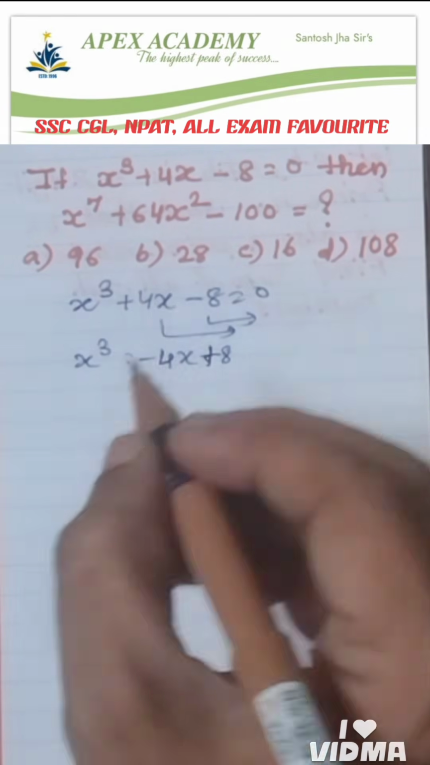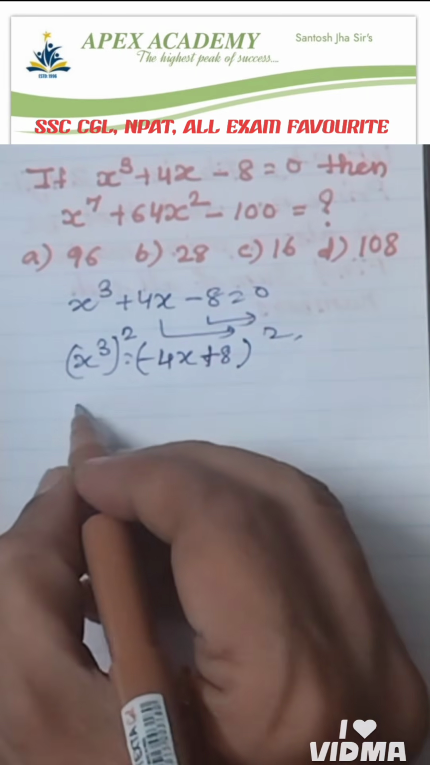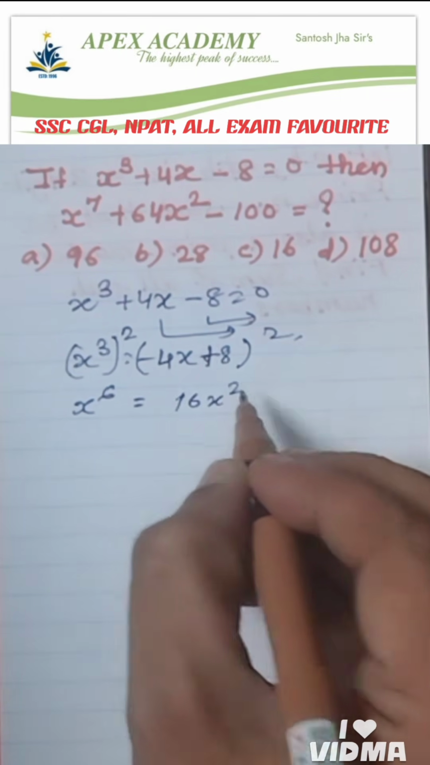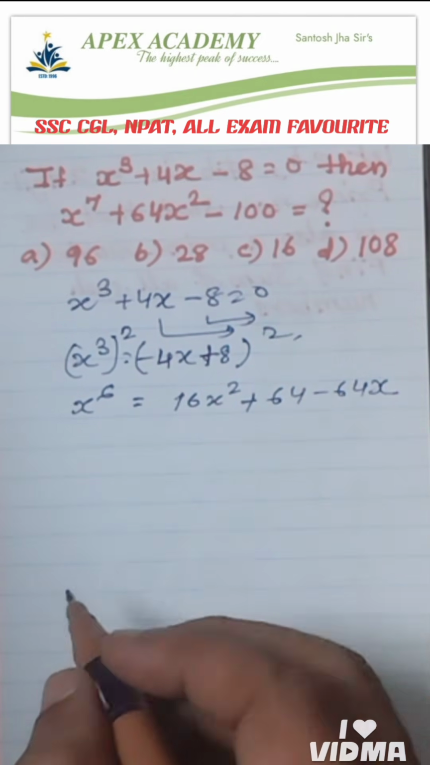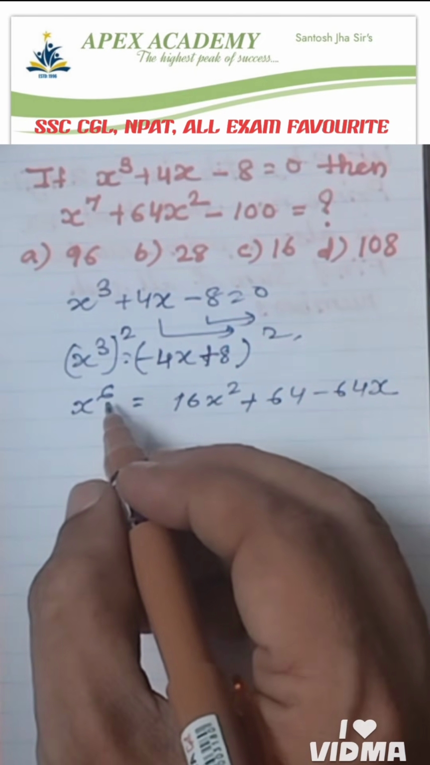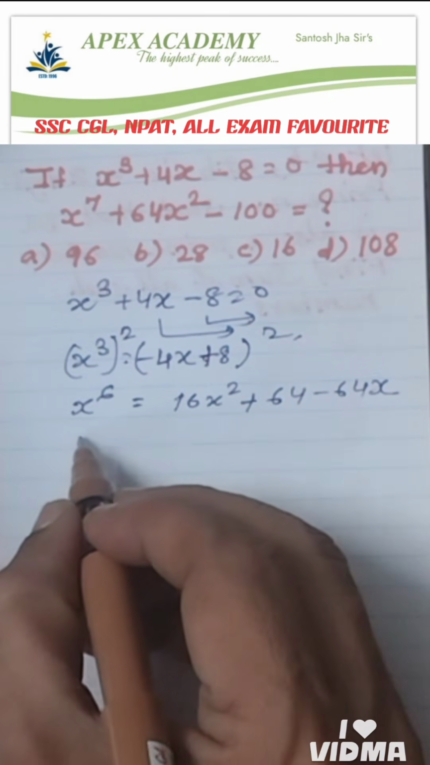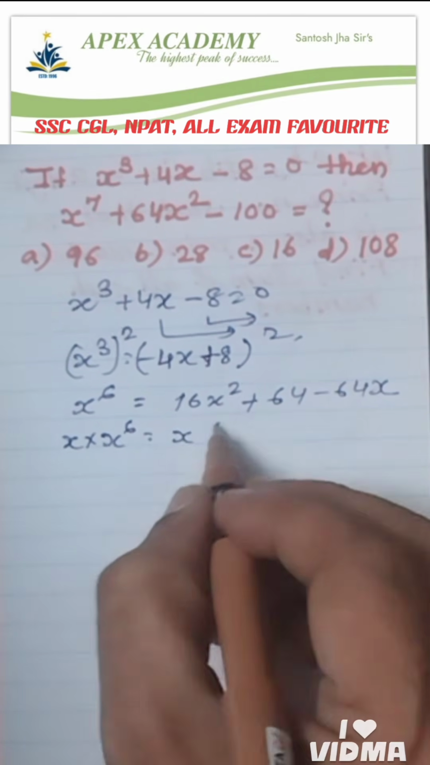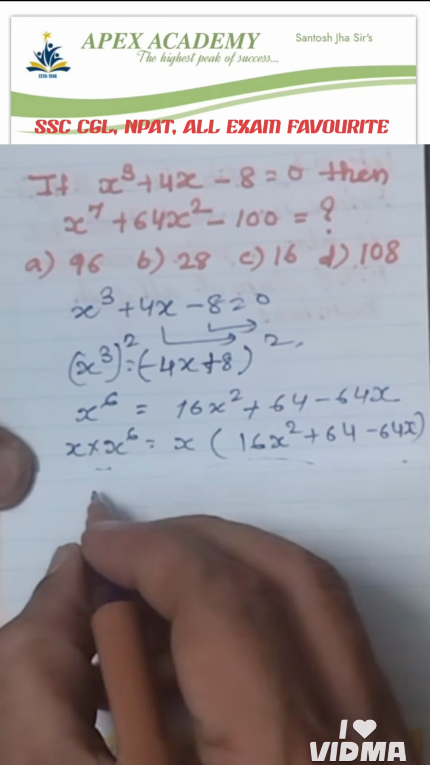As we want x raised to 7, we can square here, squaring both the sides. After squaring, we'll get here x raised to 6 is equal to 16x square plus 64 minus 64x. So now we got x raised to 6, but we have to find out x raised to 7. So we'll multiply by x to both the sides. So it becomes x into x raised to 6, and in the same way x is multiplied in this whole thing.